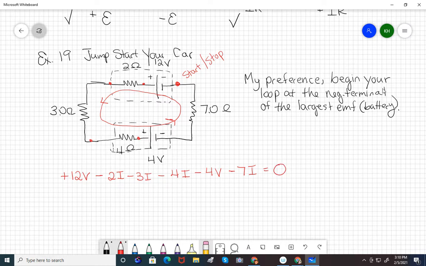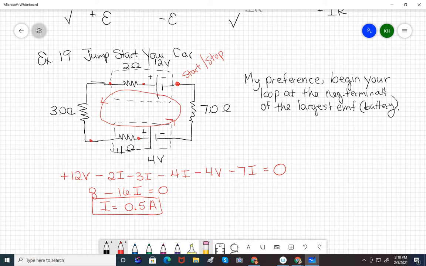We've got 12 volts minus 4 volts, so I end up with 8. I'm not going to write the V because V is a unit. It's not a variable. It might look like a variable, but it's just a unit. And then I've got 2, 3, that's 5, 9. I've got 16I. So I end up with 8 minus 16I has to equal 0. When I solve for I, I get 0.5 amps. So there will be half of an amp flowing through this circuit.